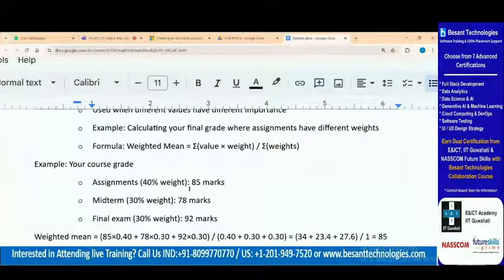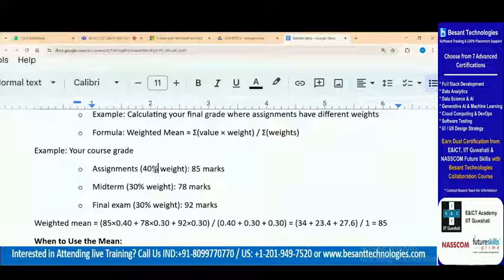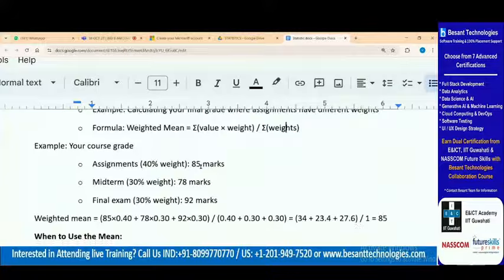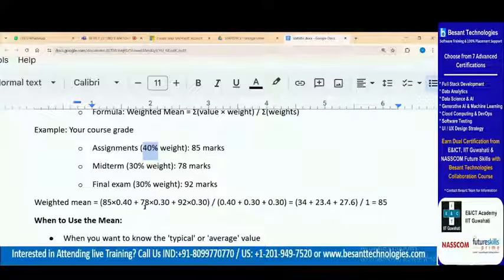So in this example, let's take the weights for assignments as 40%, 30%, and 30%. The formula is value into weight, divided by the weights. So what is the value here? 85 is the value for this assignment, and the weightage is 40%. Since this is a percentage, we have to convert it to a decimal, which is 0.40. So 85 into 0.40 plus 78 into 0.30 and so on.